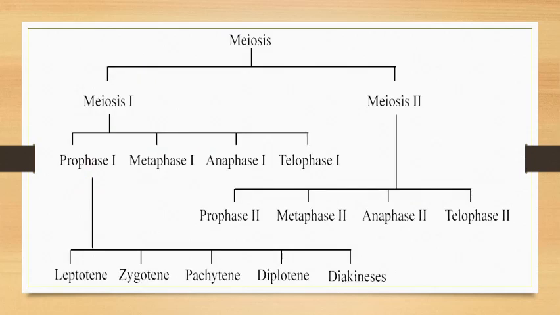This is the flow chart. Meiosis is divided into meiosis 1 and meiosis 2. Next, prophase 1, metaphase 1, anaphase 1, telophase 1. Like this, meiosis 2 is also divided: prophase 2, metaphase 2, anaphase 2 and telophase 2. But in meiosis 1, prophase 1 is the longest phase. It is divided into 5 stages: leptotene, zygotene, pachytene, diplotene and diakinesis.